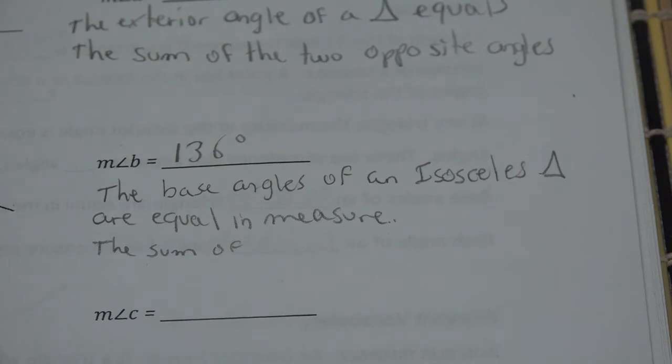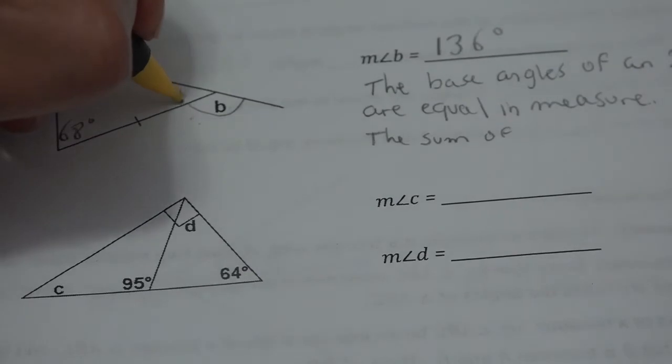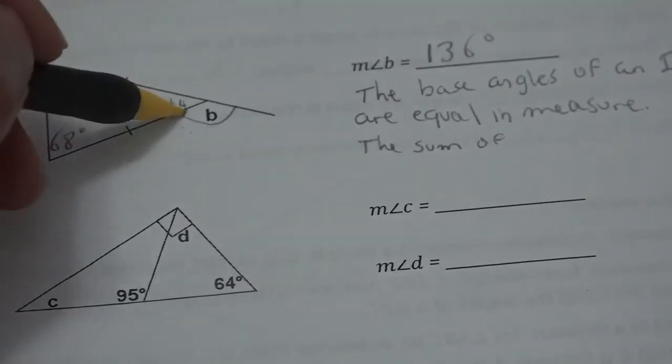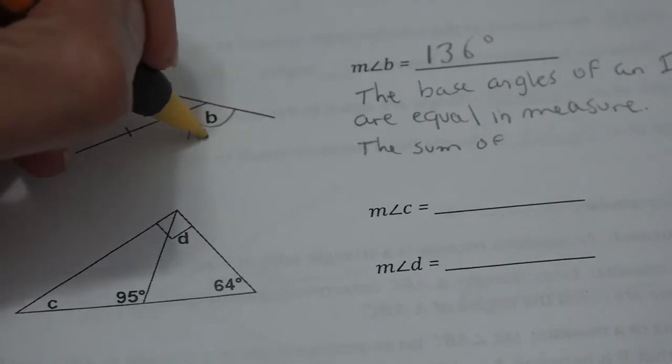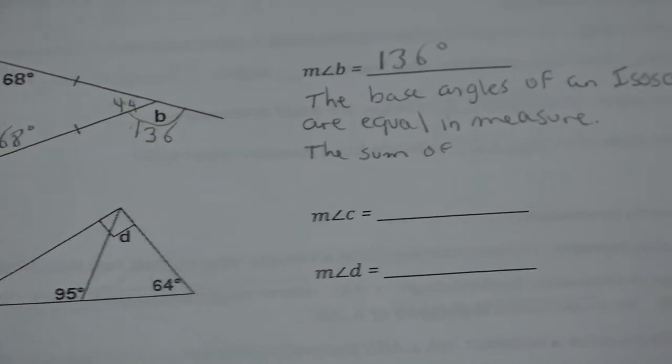But in this case, we could have also found it the same way I told you, right? That if this is 68 and 68, that's 136, then that means that this angle right here is 44. And since these are linear pairs, they add up to 180. Therefore, this is 136.